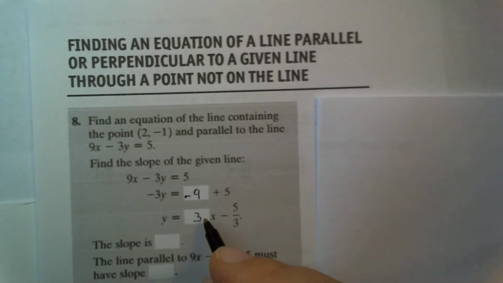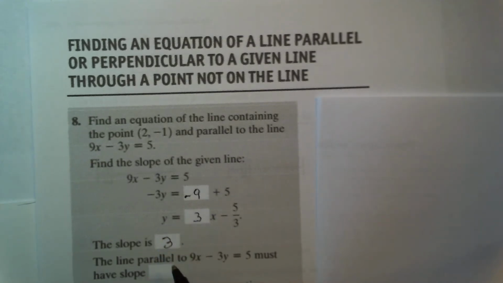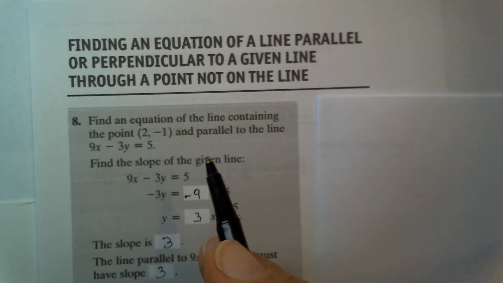So we know that the slope of the given line is equal to 3. Now the line parallel to the given line must also have slope 3, since we're talking about parallel lines. So now we come to the point that we had a moment ago, where we have this slope and a given point through which the line is going. The coordinates are 2 and -1.